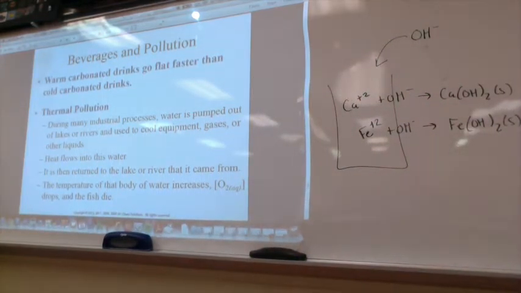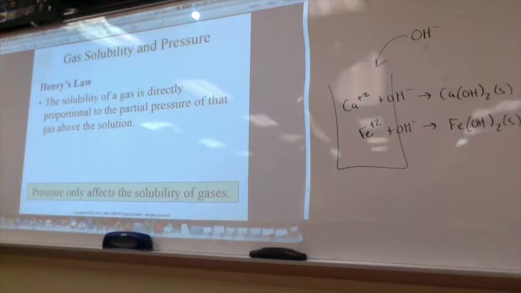So there's all sorts of environmental implications. This is the last part, Henry's Law. Henry's Law says that the solubility of a gas is directly related to its pressure.